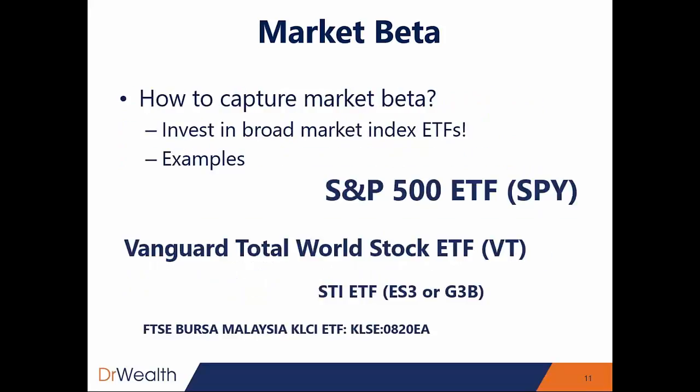So how do you capture market beta, right? That brings us to the broad market index ETFs. So major indices like the S&P 500, you can just buy the exchange traded fund. You can buy the Vanguard Total World Stock. You can buy the STI if you have exposure to the Singapore market, you can also buy the KLCI ETF in Malaysia. So these are some examples of how you can actually capture market beta. So you may not just want to buy bonds. Having some exposure to the stock market in the long run should help you do better than you would have with just bonds.